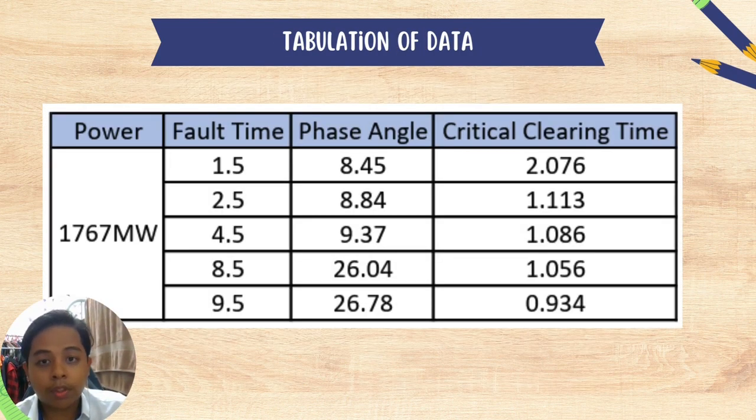Then, for the tabulation of data, this table shows the critical clearing time is a crucial factor in maintaining system stability. It is determined by setting the fault time interval in seconds and observing the relationship between fault time and critical clearing time. As fault time increases, the critical time decreases, emphasizing the importance of rapid fault isolation. Longer fault duration results in larger phase shift across the generator, impacting system stability. The most significant phase angle shift occurs between fault time 4.5 and 8.5, indicating a potential stability threshold.